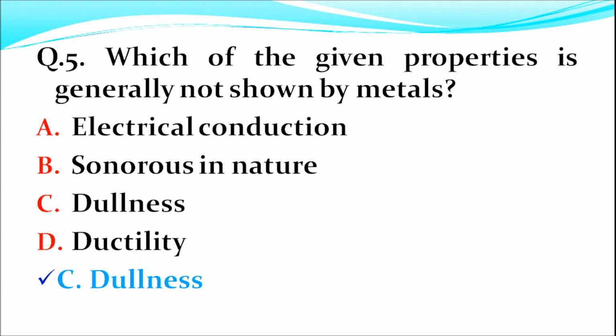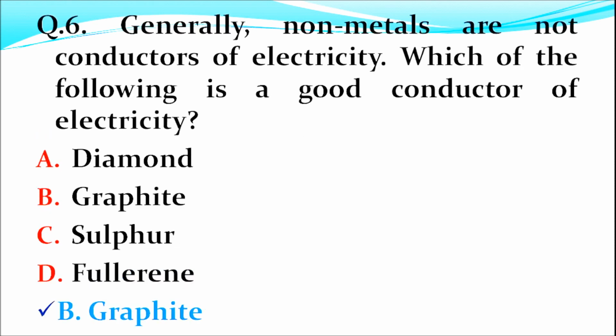Which of the given properties is generally not shown by metals? Option A electrical conduction, option B sonorous in nature, option C dullness, option D ductility. Correct answer is option C, dullness is the property generally not shown by metals. Generally, non-metals are not conductors of electricity.